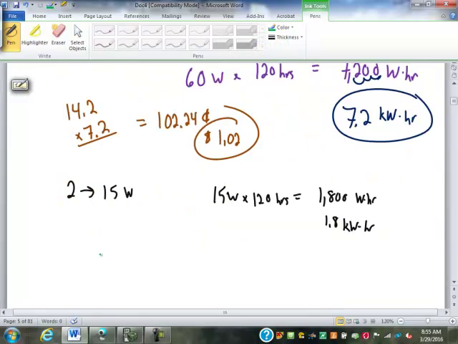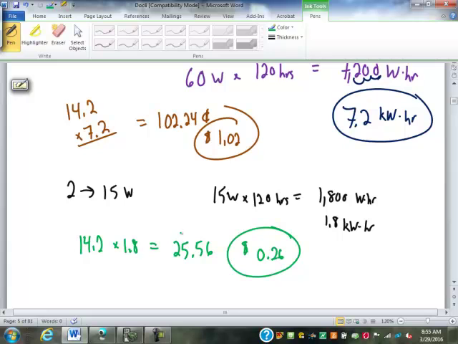If we do 14.2 cents times 1.8 kilowatt hours, that's going to come out to be $25.56. So about 26 cents a month. So you're saving 76 cents a month just on that light fixture. So if you think about that, if you've got a couple of different lights that are on in the house that amount of time, you can save a few dollars a month just by having the compact fluorescent.